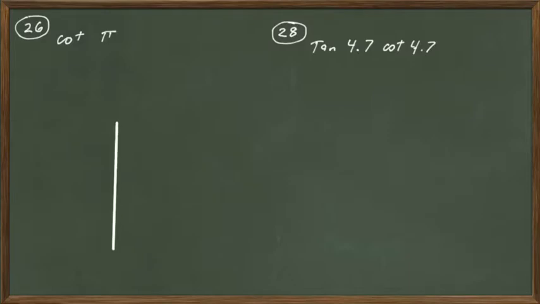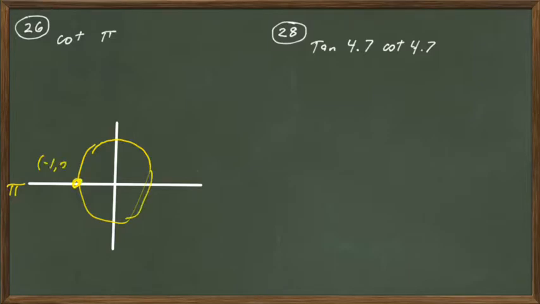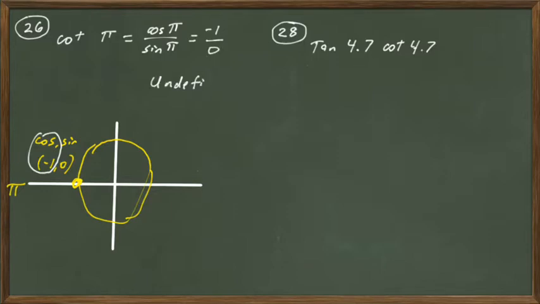Cotangent of pi. Well, pi is over here on the unit circle. The coordinates on a unit circle would be negative 1, 0, cosine, sine. Cotangent is cosine over sine. So the cosine of pi is -1 over the sine of pi, which is 0, making this answer undefined because you can't divide by 0.